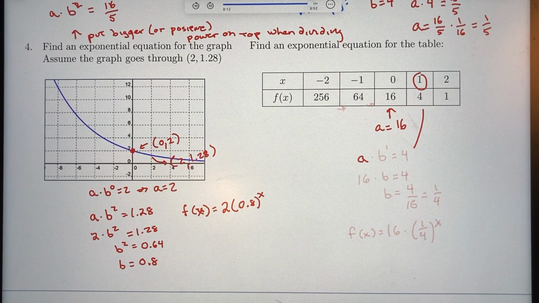If x is 1, we have a times b to the 1 is 4. B is 4 over 16, which is 1/4. Okay, we can check. Oh, yeah. Notice that if you're going up by 1s, you're multiplying by b each time. So my function is a times b to the x. I like to put the b, if it's a fraction, in parentheses so you square the whole thing and not just the number.